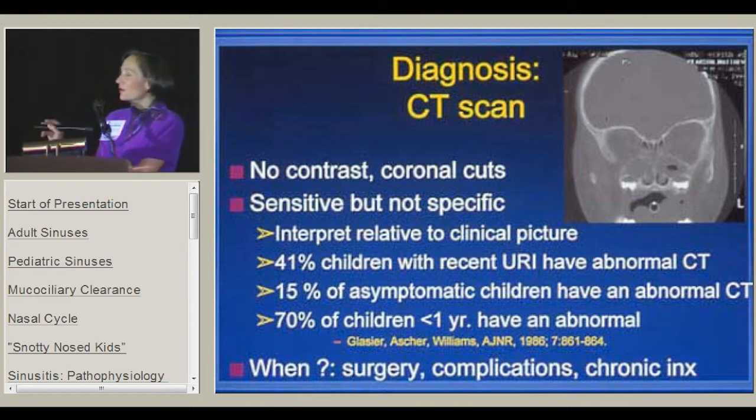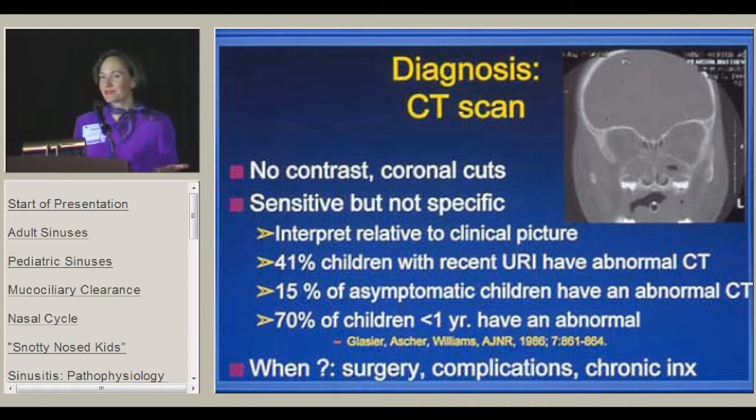15% of all asymptomatic children will have an abnormal CAT scan. Take, say, CAT scan all the kids in your practice, those without any nasal symptoms, you're going to find 1 in 8 of them are going to have an abnormal scan. And especially in very young children, in part because the sinuses are not well developed and it's hard to read, you're going to note that most of them have an abnormal scan.